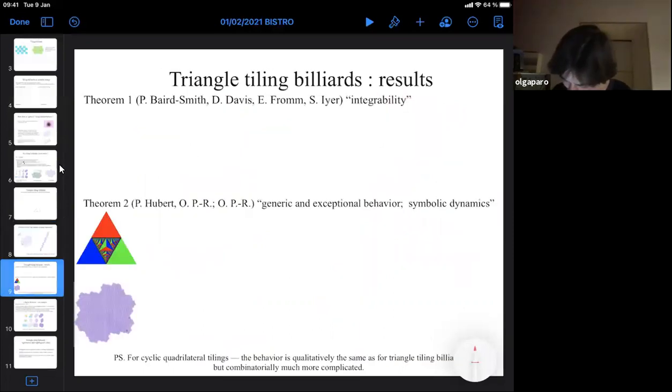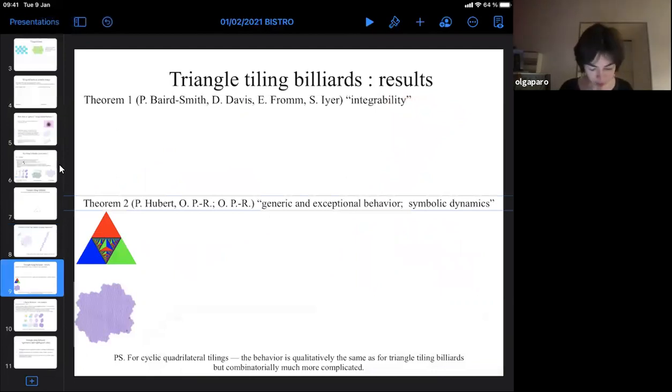But let me first state the maybe surprising result, which is at the base of all the study, this integrability property of triangle tiling billiards. So Baird, Smillie, Davis, Fromm, and Iyer proved that what we have seen on these examples is true: in triangle tiling billiards, you don't have any spiraling behavior. You don't pass by any tile more than once. So there is lots of simplicity in some sense in these curves.